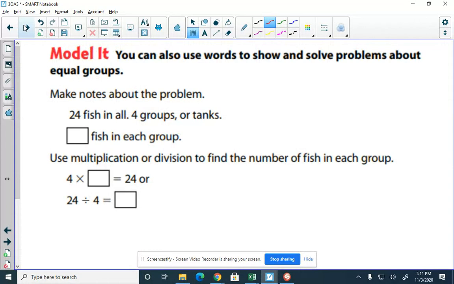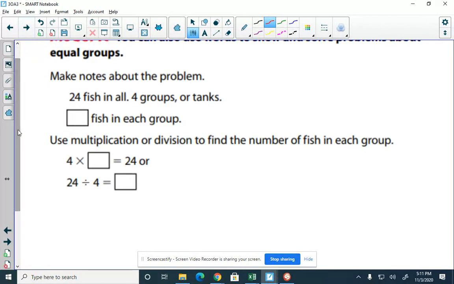We can also use words to show and solve problems about equal groups. We can make notes about the problem. From the word problem we read a couple of slides ago, we can say that there's 24 fish in all, and there were 4 groups or tanks. And then we would put how many fish in each group. That's an unknown.